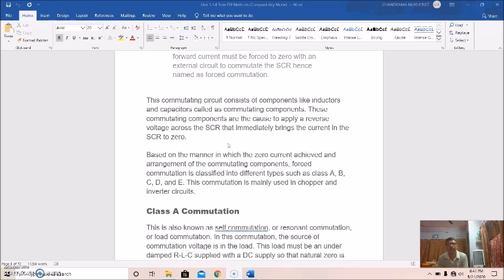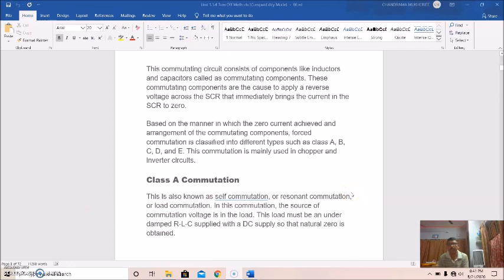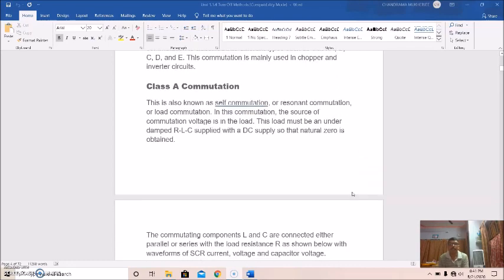Based on the manner in which the zero current is achieved and the arrangement of the commutating components, forced commutation is classified into different types such as class A, class B, class C, class D and E. This commutation is mainly used in chopper and inverter circuits. Class A commutation is also known as self commutation, resonant commutation or load commutation.